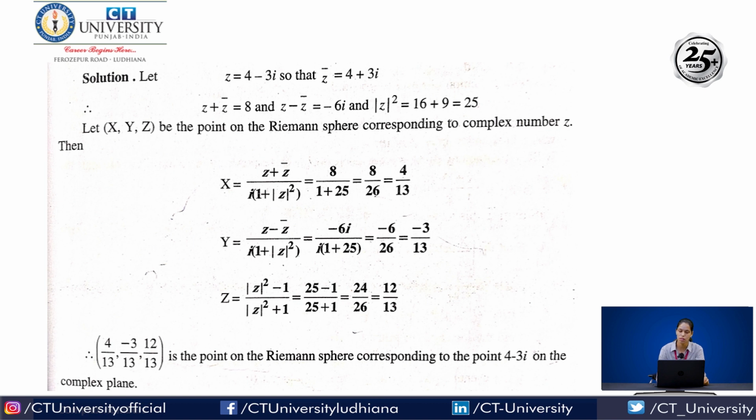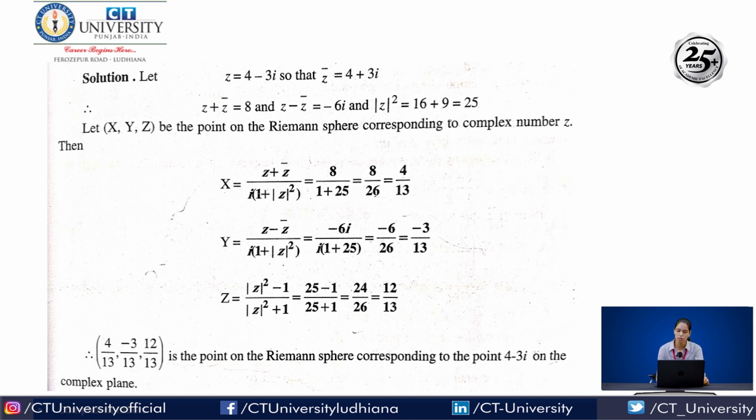Put the values into all these equations. These give the x, y and z coordinates of the Riemann sphere corresponding to the complex number z. Then my x equals (z plus z conjugate) over (1 plus mod z squared), that is equal to 8 over 1 plus 25. Here I am just putting the z plus z conjugate value 8 and the mod z squared value 25. So my x becomes 4 by 13.